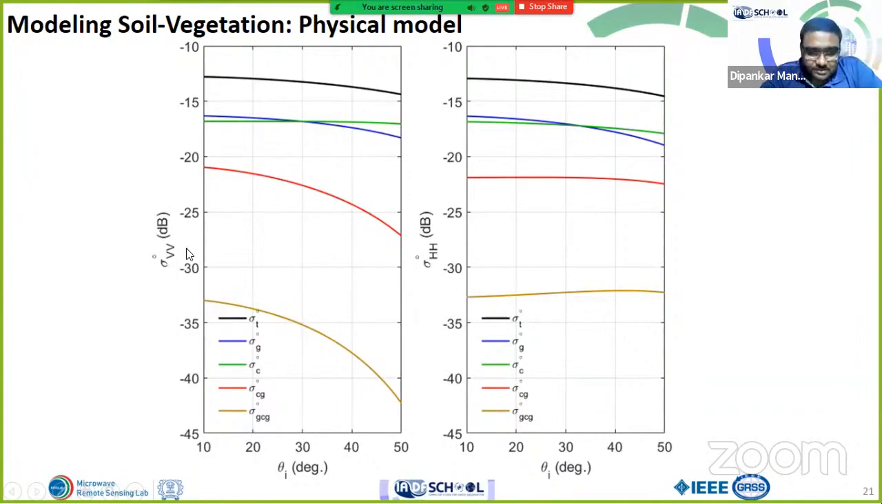For each component, we have separated the total contribution into components like ground, canopy, and the ground-canopy-ground component. As you can see, the yellowish line, which is the ground-canopy-ground component, is very low. At 30 degree incidence angle, it is almost minus 35 decibels, whereas the canopy component and the ground component are quite high, around minus 16 to 17 decibels. But in case of the horizontal component, HH backscatter intensities, these components are a little bit different. At 30 degrees, you can see the ground-canopy-ground component is quite high, almost minus 30, whereas it was minus 35 before. Similarly, different effects can be seen in other components.